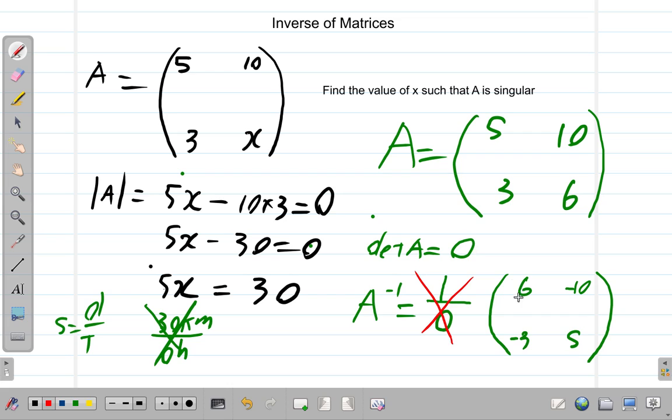So you cannot find the inverse of a singular matrix, because the determinant of a singular matrix is 0. You would have to divide 1 by 0, which cannot work out. So you cannot find the inverse of a singular matrix. Make a note of that in a notebook.